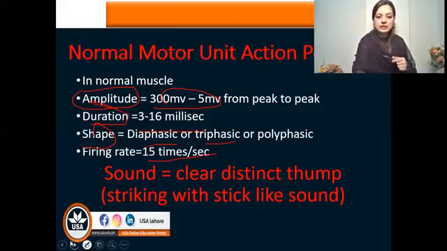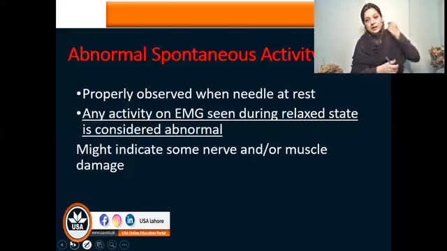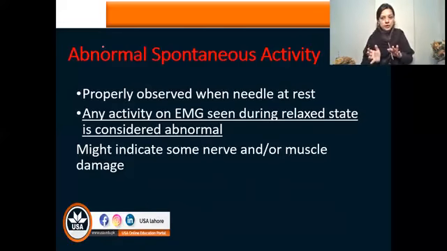The next is abnormal spontaneous activity. Normally muscle shows no spontaneous activity. If there is some variation or alteration, we'll say it is abnormal. It is best observed when the needle is at rest, and any activity on the EMG seen during the relaxed state is said to be abnormal.